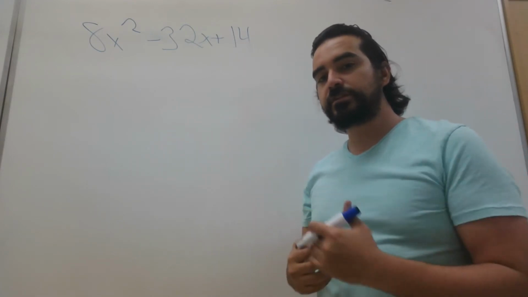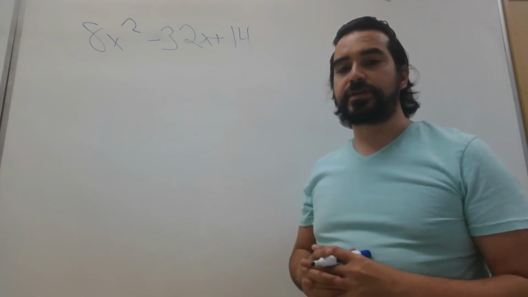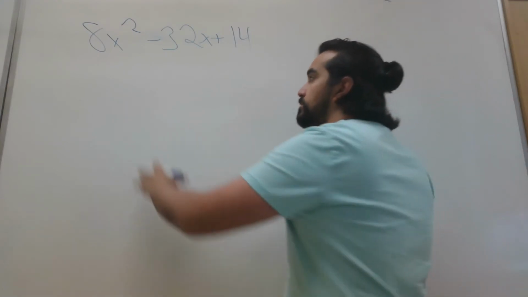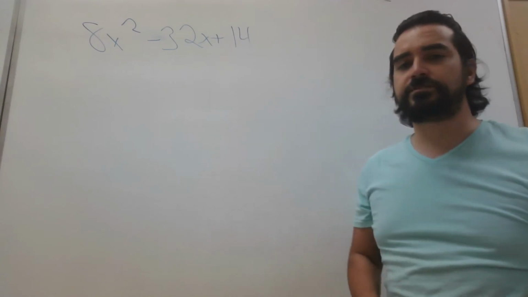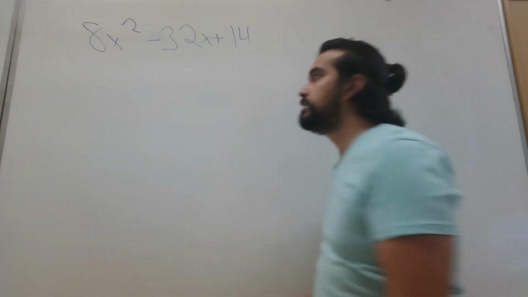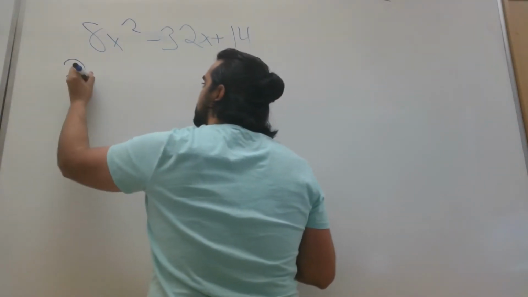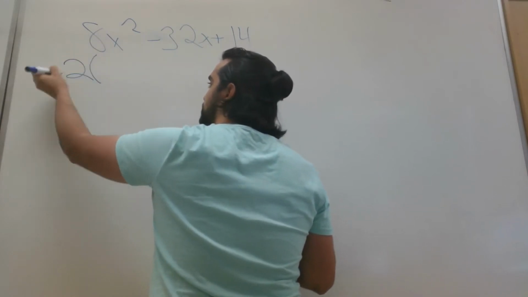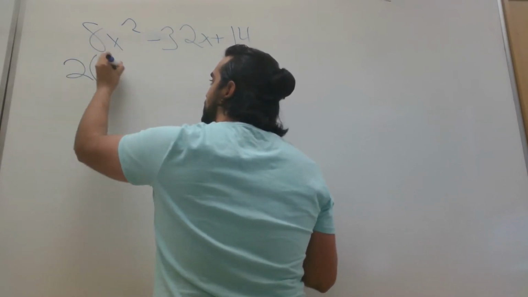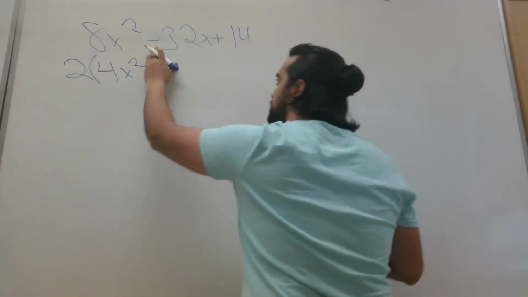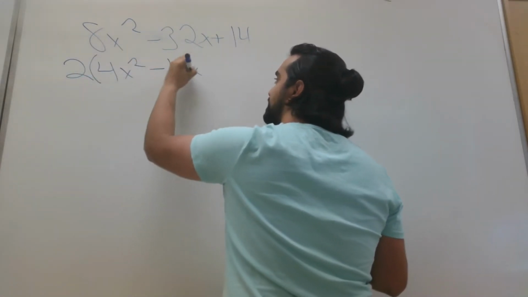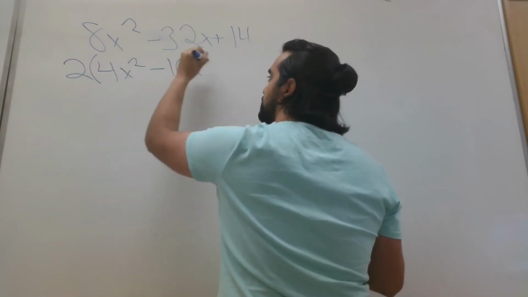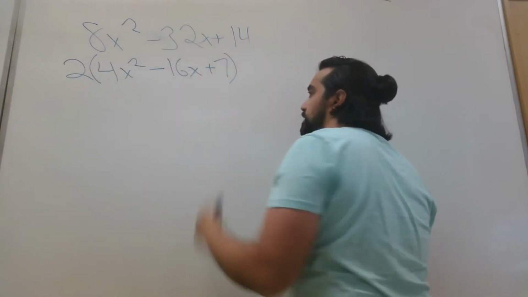And remember, before we get started, let's go ahead and pull out the greatest common factors. From 8, -32, and 14, the greatest common factor is going to be 2. So if I pull out a 2, 8 divided by 2 gives you 4x squared, negative 32 divided by 2 gives you negative 16x, and 14 divided by 2 gives you a positive 7.